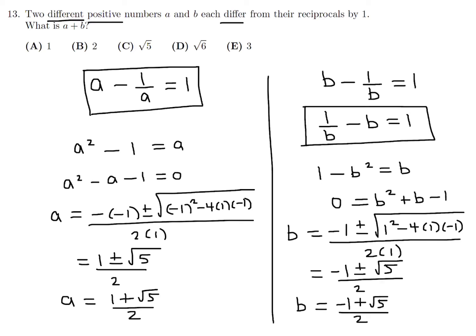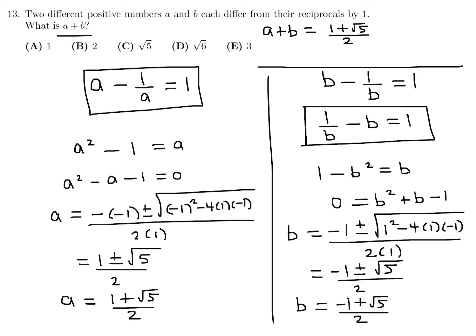So that's b. And therefore, they want us to find a plus b, correct? What is a plus b? Well, I'll do it up here. A plus b. A is 1 plus root 5 over 2. B is negative 1 plus root 5 over 2. So this looks like 1 minus 1 is 0. Root 5 plus root 5 is 2 root 5 over 2, which just becomes root 5. So there you have it. 13, the answer is C.